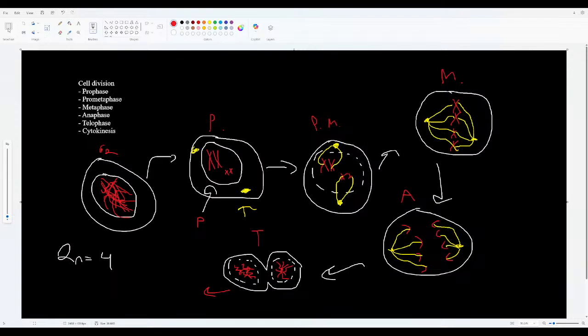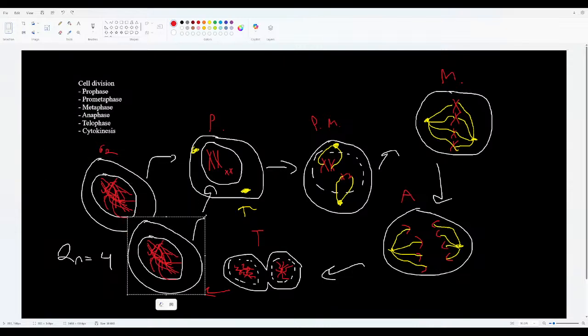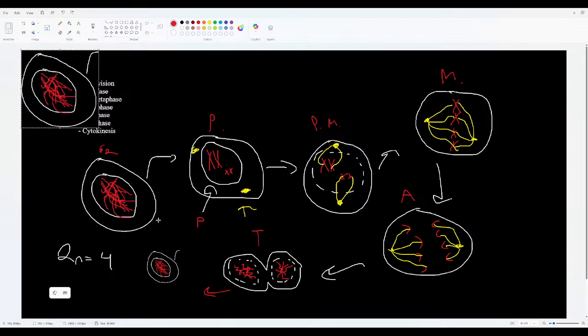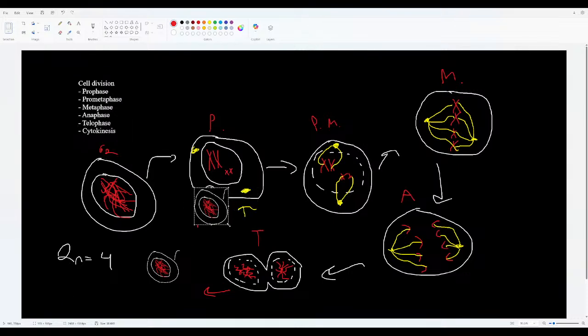We now make two identical cells. So notice how these ones down here are pretty much exactly the same as these ones up here, right? This would actually be a little misleading. Let me just draw it for you. Okay.